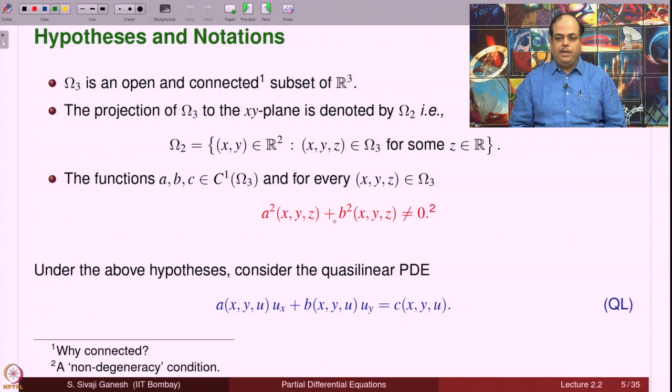So, for the quasi-linear PDE, we often use the notation QL. Regularly we use QL. By QL we mean this: a u_x plus b u_y equal to c, where a, b, c are C1 functions in omega 3, and a squared plus b squared is not equal to 0 at every point in omega 3. So, just QL stands for all these properties.